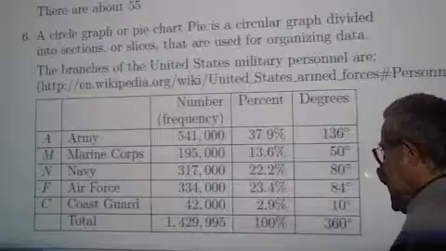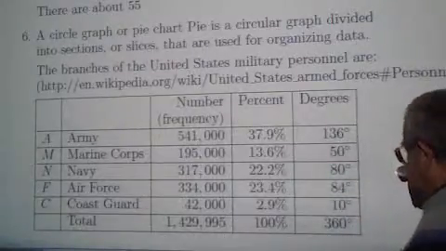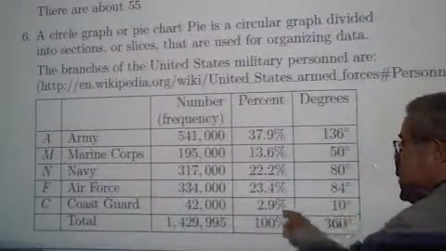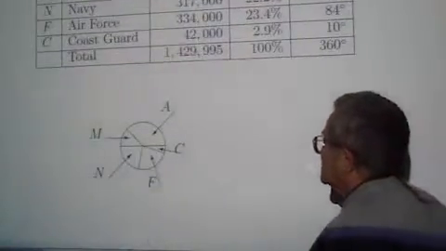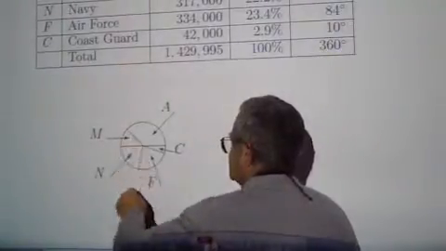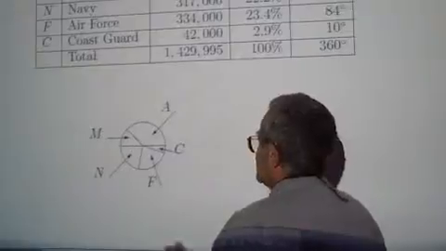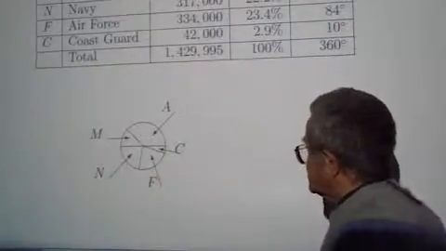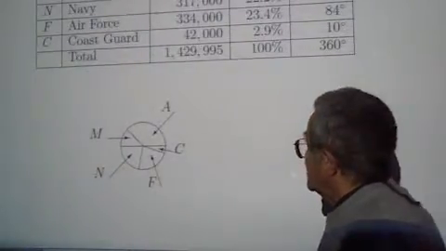Put this information on a pie chart. So the biggest piece is going to be the Army, and the smallest piece is going to be the Coast Guard. The Marine this way, the Navy this way, the Air Force that way. At a quick glance, we see which pie is the biggest, which is the smallest, which is in between, approximately how much of the total.